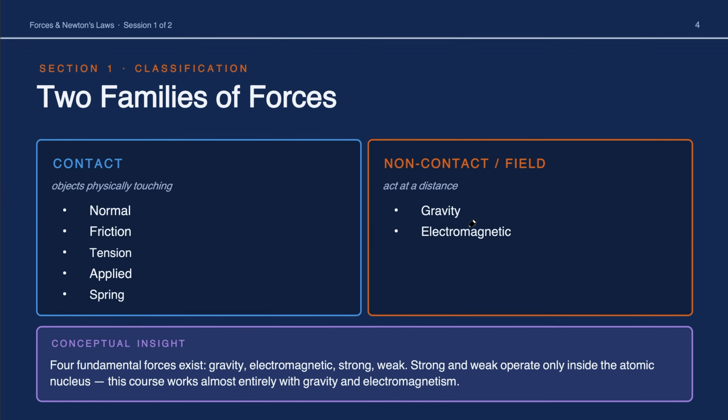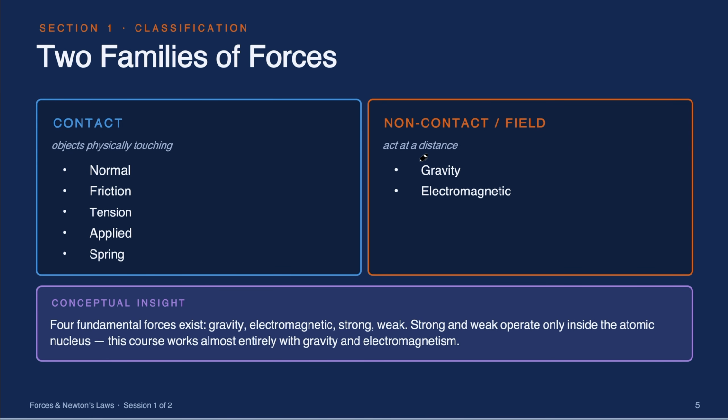So, like I said before, there's two families of forces: contact forces and non-contact or field forces. Contact forces are objects that are physically touching. Non-contact forces act at a distance. So normal force, I'll explain that in a bit, but just make sure that you note them down, right? That normal is a part of contact. You don't need to know what it means right now. I'll explain it in a second. Friction, tension, applied, and spring. They're all contact forces.